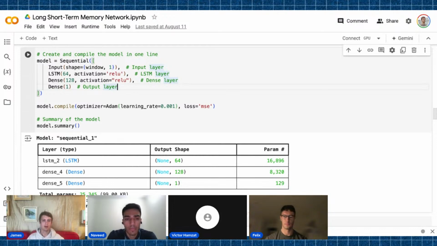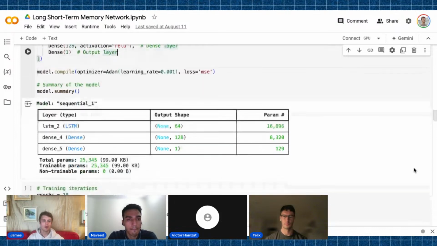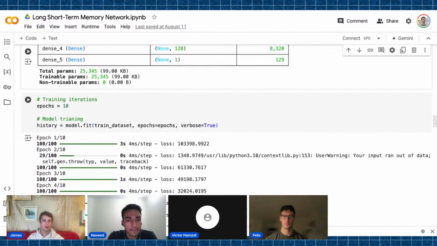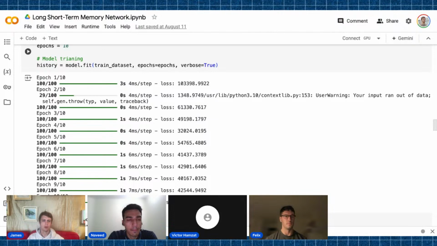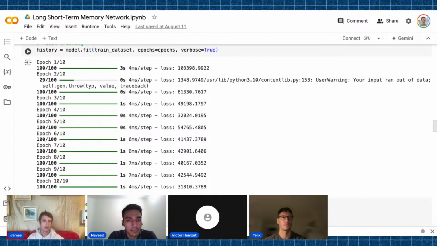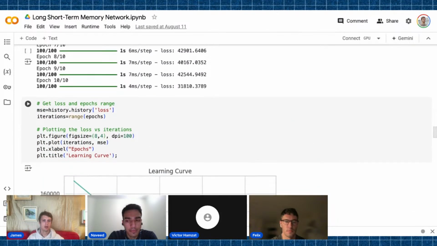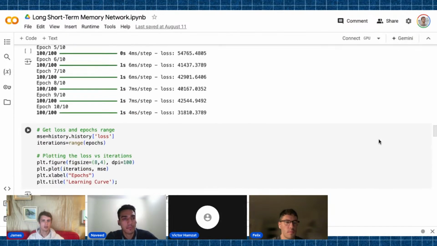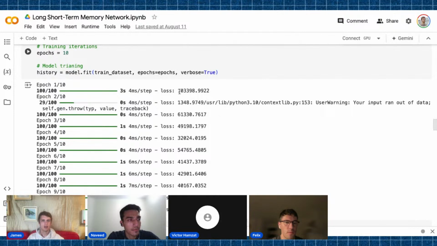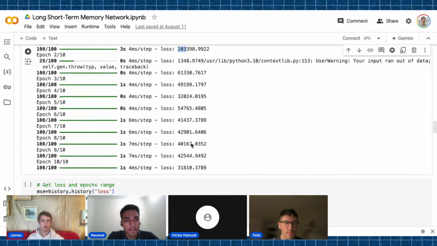Okay, let's get to the fun part. So I trained this with 10 epochs. It did not take too long, maybe like a minute or two. And then this is how the training came out. So the loss started all the way up here at 100,000 and went down to 31.